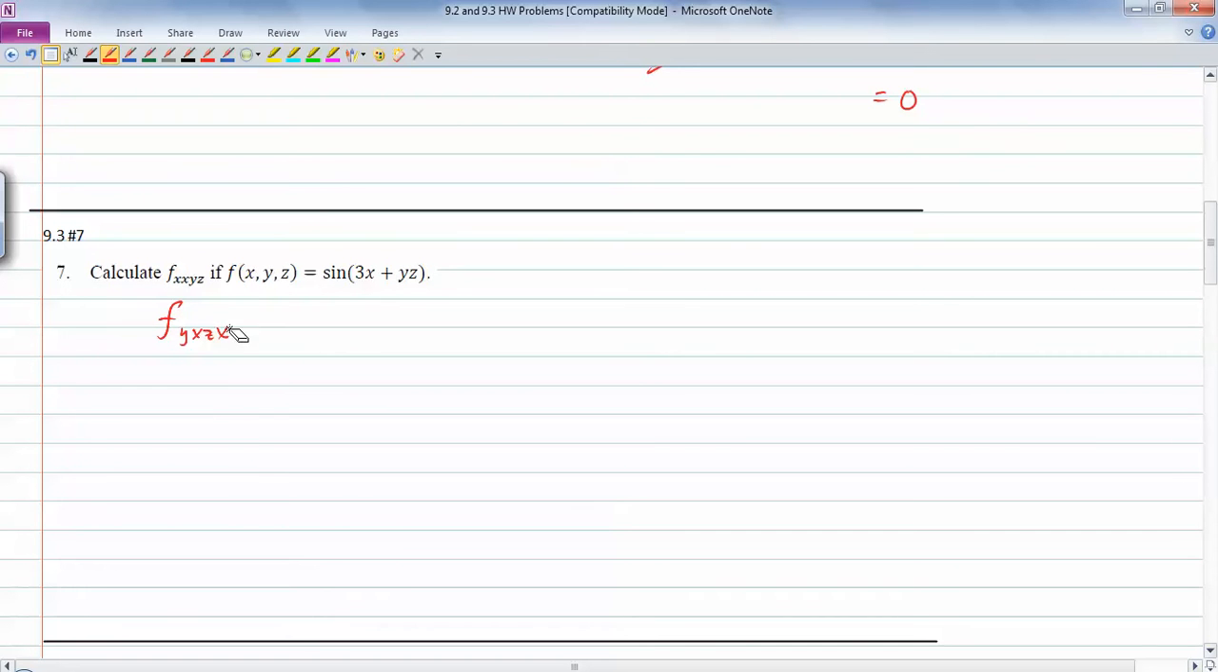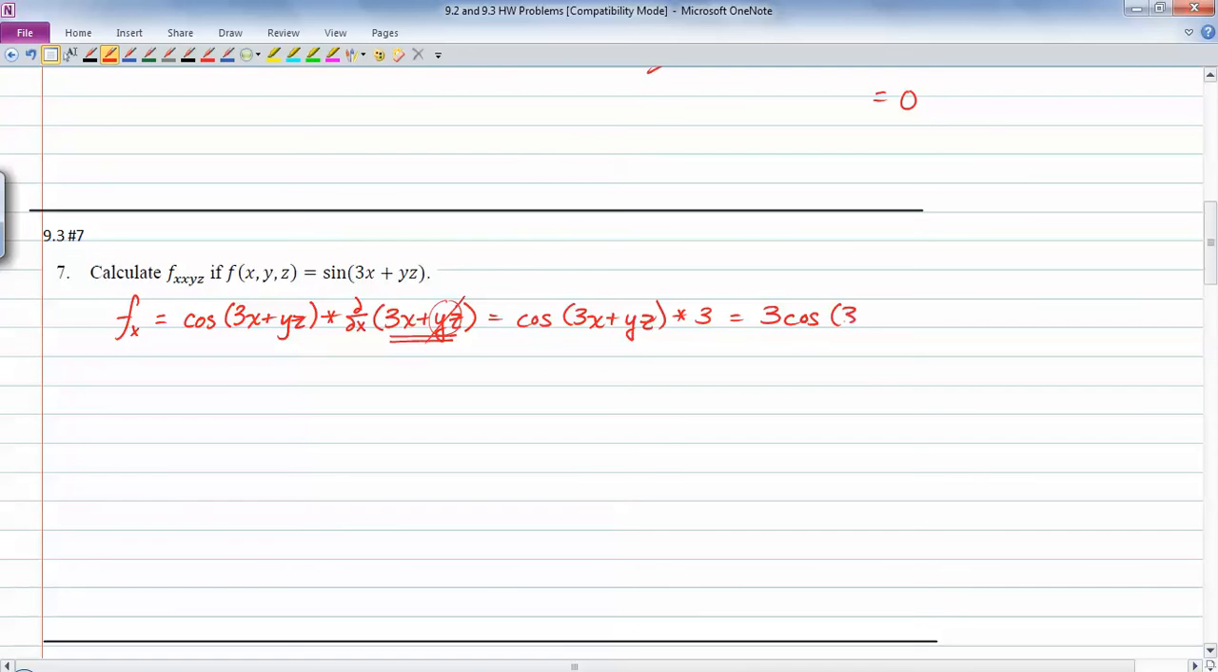Now, I don't think it really makes a big difference for this problem, so we'll just do it in the same order that we got them in. So first is f sub x. So f sub x, treat y and z as constants, and x is a variable. So this is going to turn into cosine of 3x plus yz, and then times the derivative with respect to x of the inside. That's the chain rule part. So this is going to turn into cosine of 3x plus yz times, and then the derivative of this with respect to x, well, yz is a constant then, so that turns into 0, and you're just left with 3. So this is going to be 3 cos of 3x plus yz.